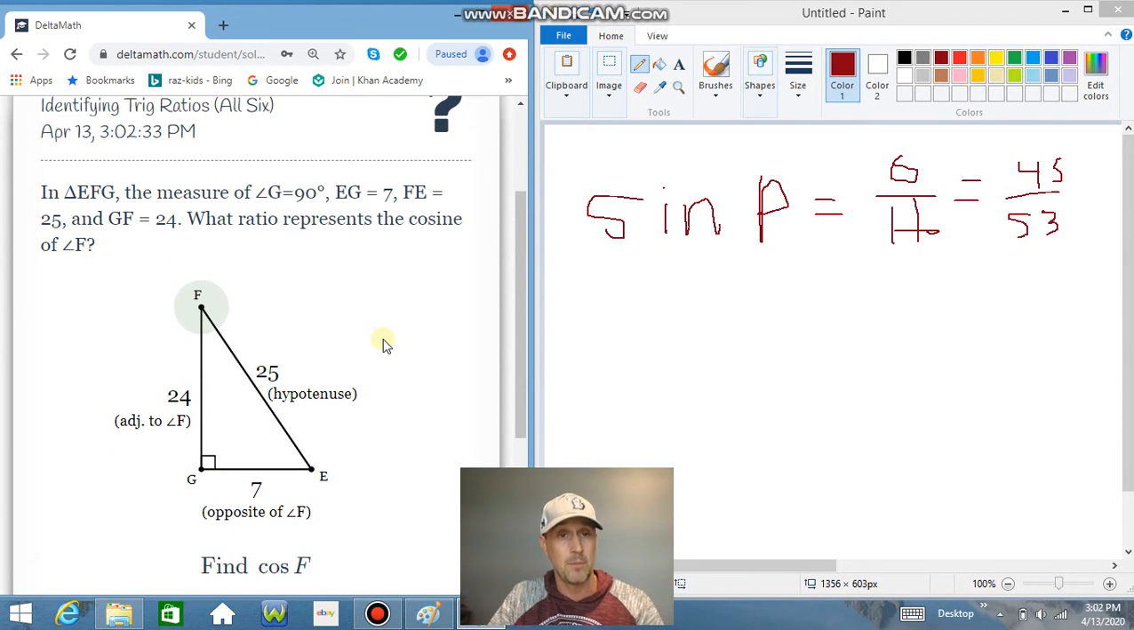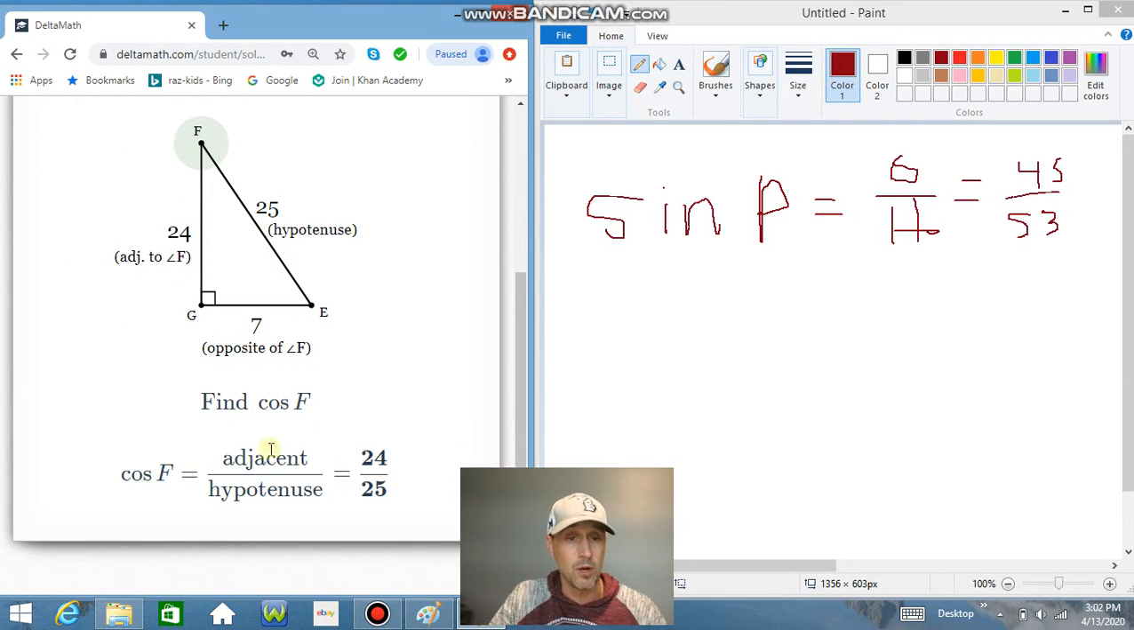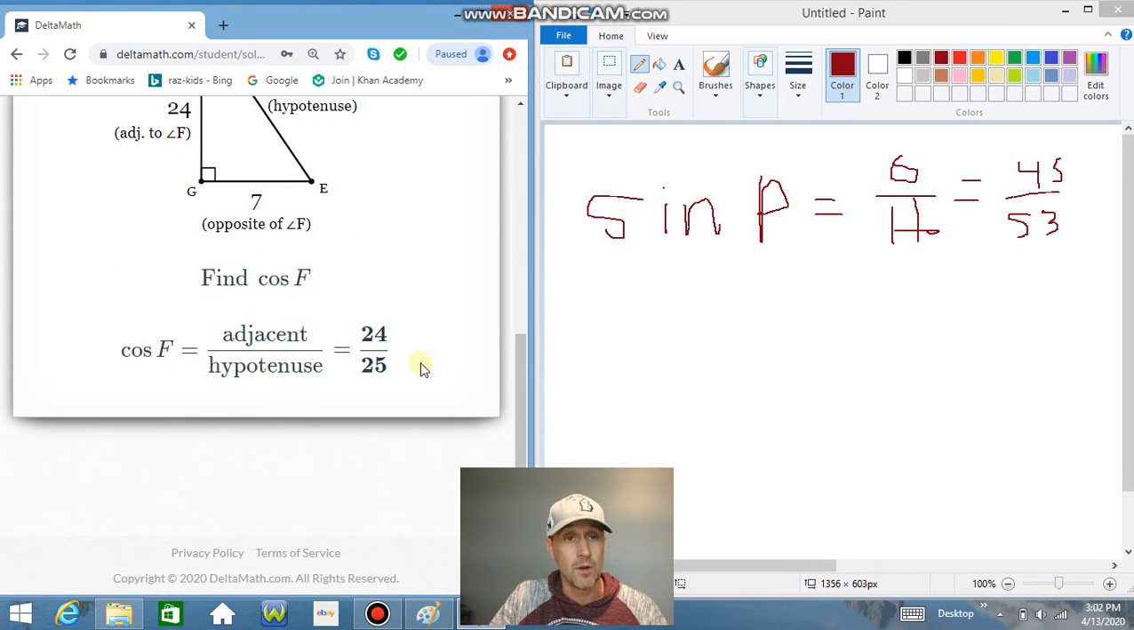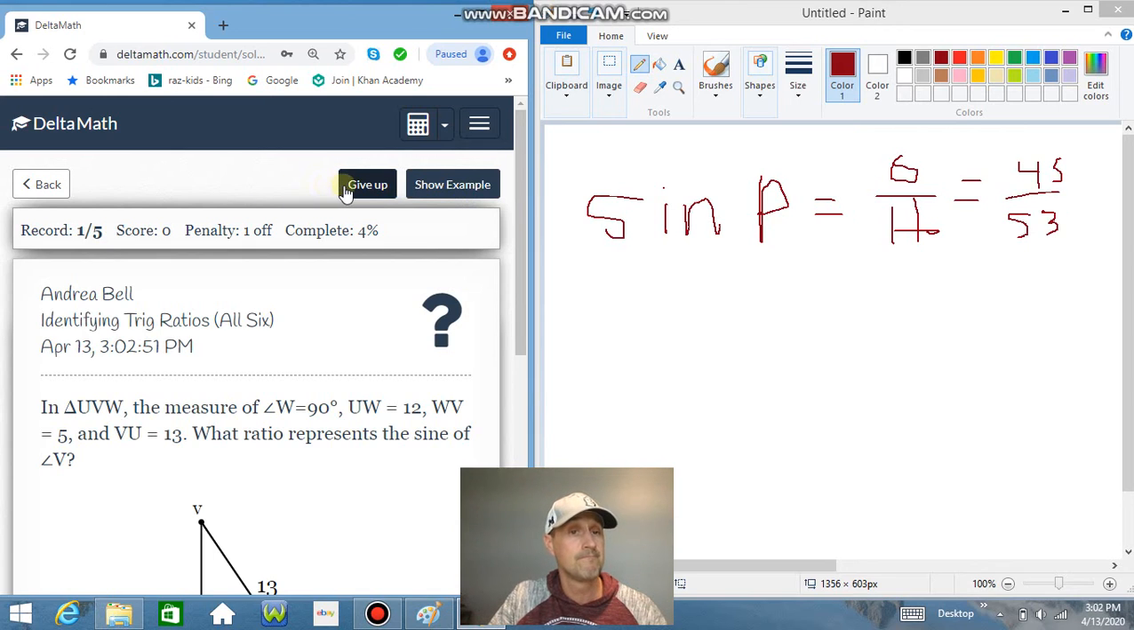But then this pops up another problem that just explains how to do it. Goes through the definition of cosine. So you got that there too. And now you can go back to your original problem and try it again.